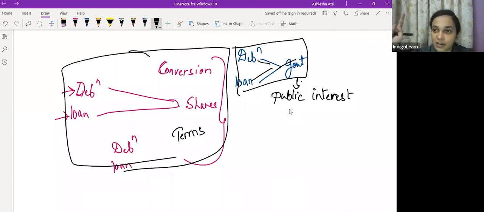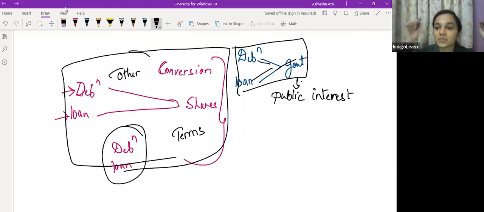ये पॉइंट समझ में आया? Is the first point clear? In this situation, whether debenture or loans they are given to any other person, उस situation में conversion तभी होगा जब यहाँ पे debenture और loan के terms and conditions में वो conversion allowed होगा.